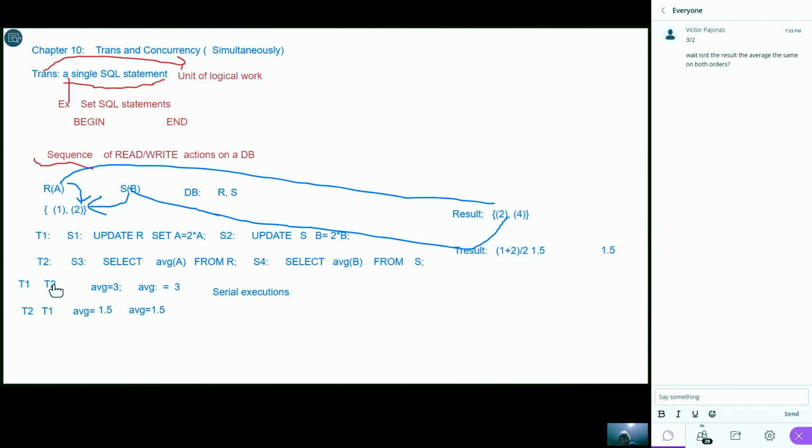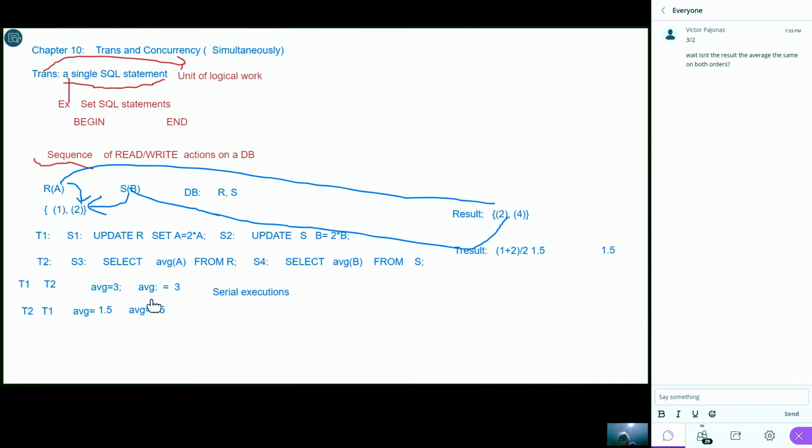So we have the idea of what we call... no, it is not same. In T1, T2, the average is different because this was multiplied by 2, and in the other one, it was not multiplied. It cannot be same. Okay, it is not same. Just look at it.